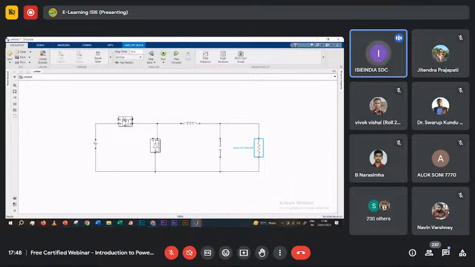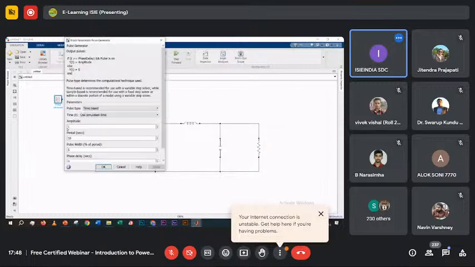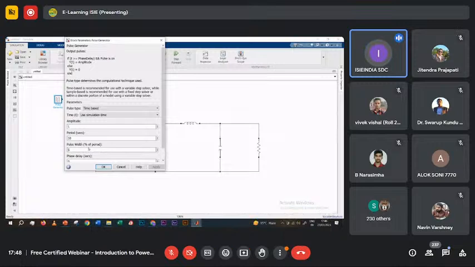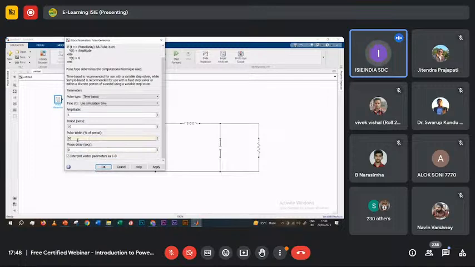Now we'll give the pulse to this switch. So we'll call for pulse generator. What was the duty ratio? D, it was 0.5. So the pulse width will be 50%, and then we'll have the time period. So what was the switching frequency of the switch? It was 40K. So time period is the reciprocal of frequency. So simply we'll do 1 upon 40K.